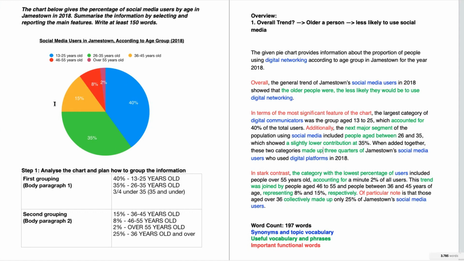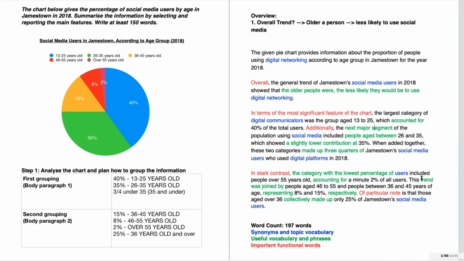So when you're talking about pie charts, you can use percentages. You can also use fractions or quarters. That's really helpful, and it shows your range of scientific or technical words. Again, we have the category with the lowest percentage. So instead of segment or reusing segment, I said category. We have accounting for again. So note here that I said which accounted for, which was talking in the past. You could also talk in the present and say that this was accounting for a certain percentage.